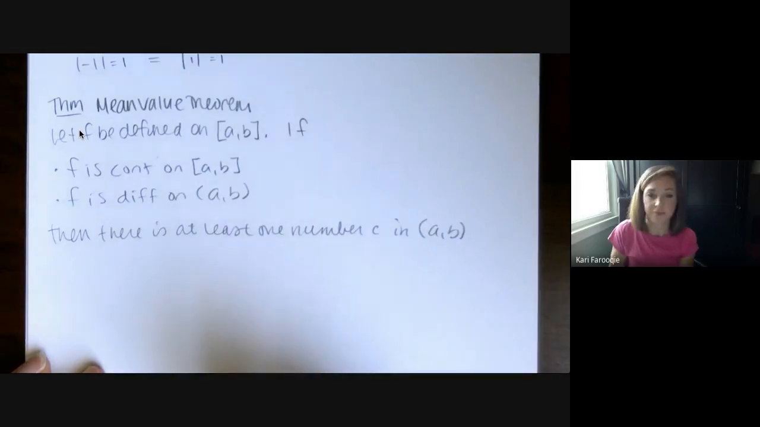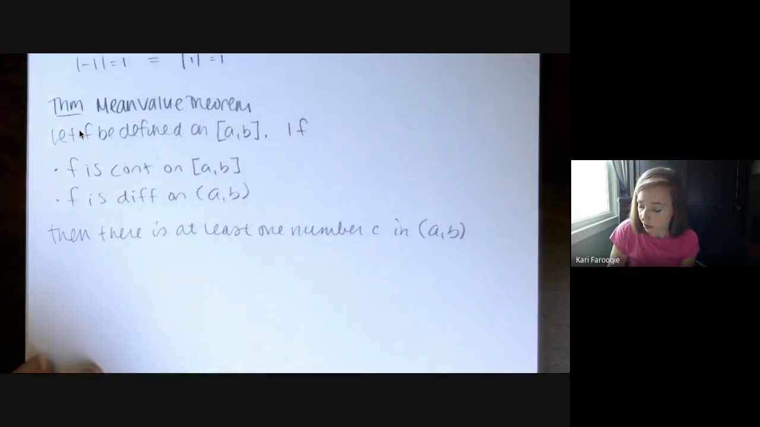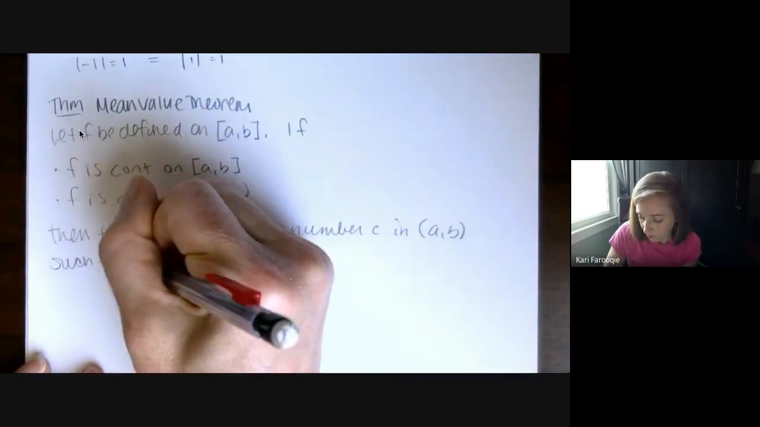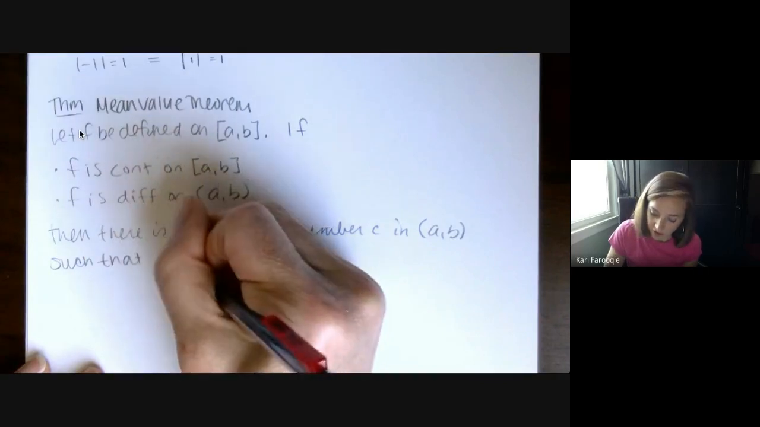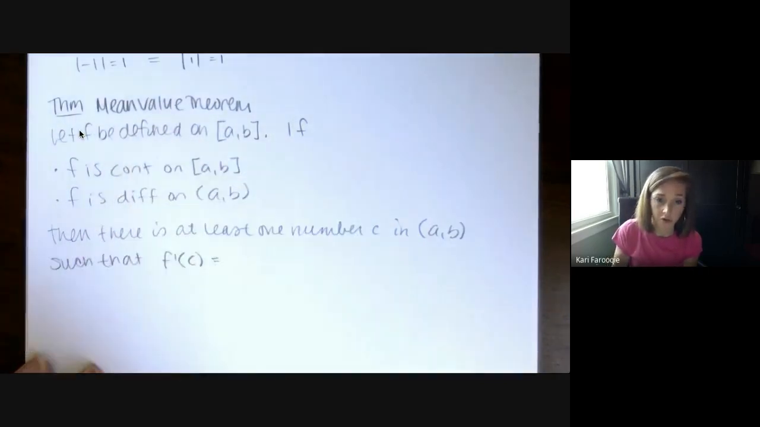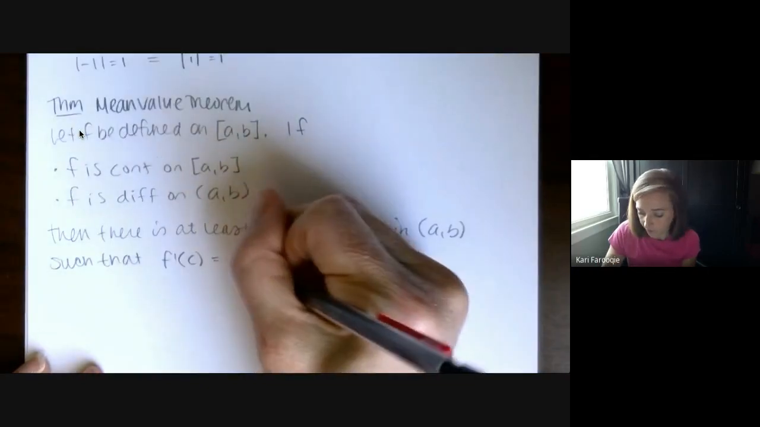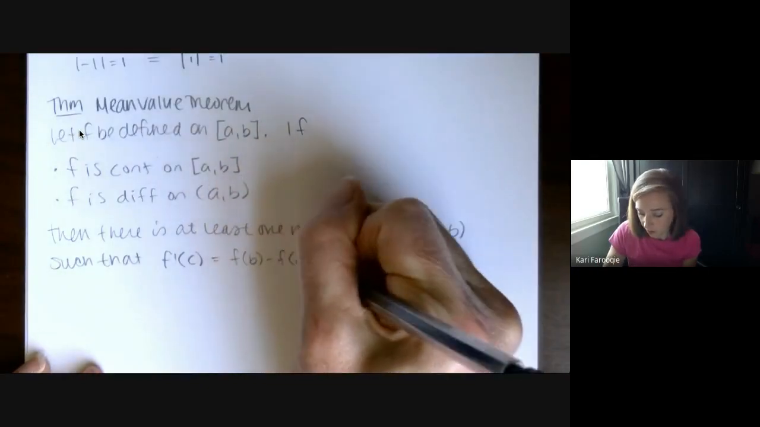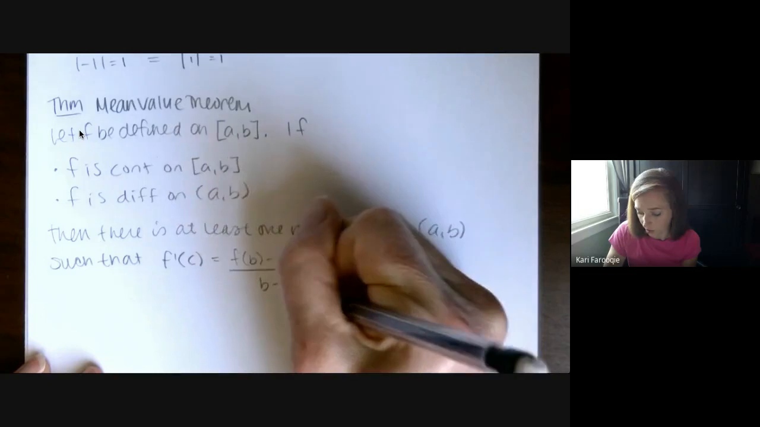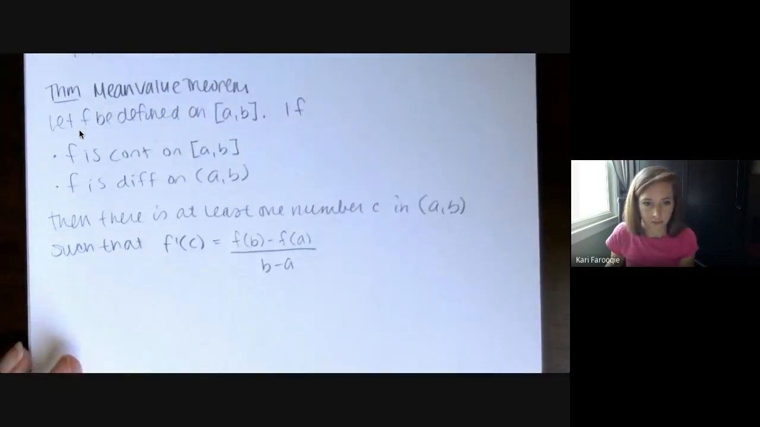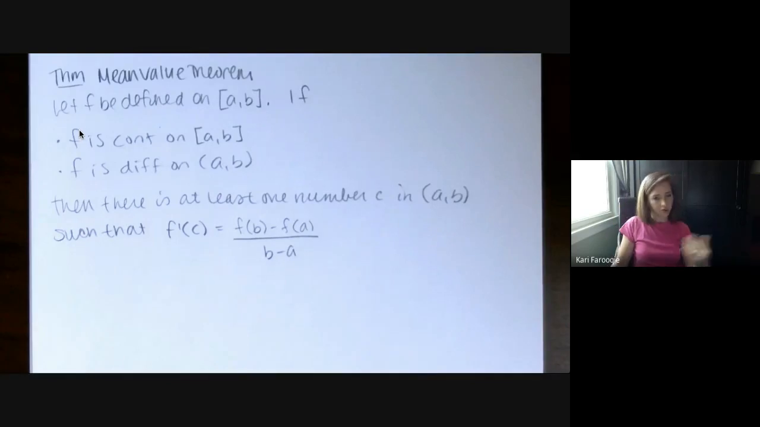Such that, now this is going to be a little different here. This is not your derivative equals 0. So it's going to be f prime of c. So the slope at c is equal to f of b minus f of a all over b minus a. Write that down. And I will tell you what that means because I don't want you to just think this is random.